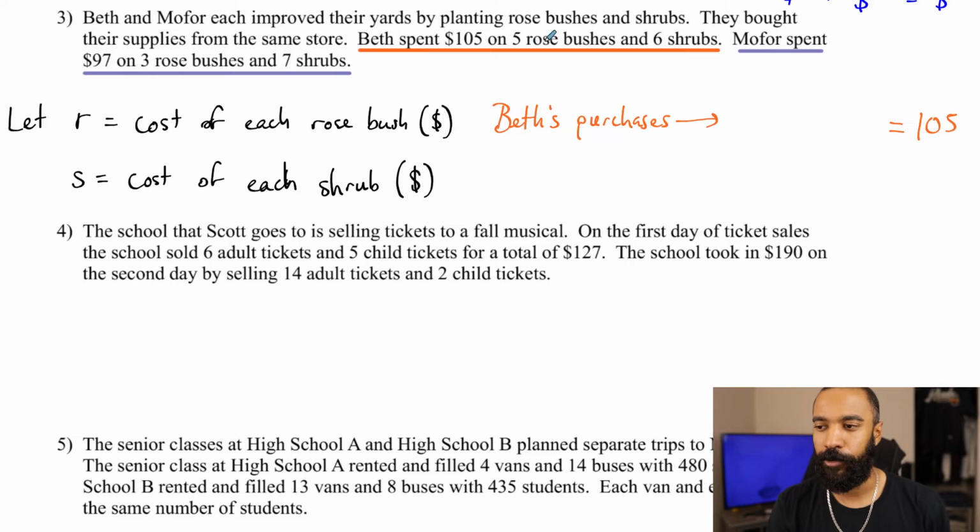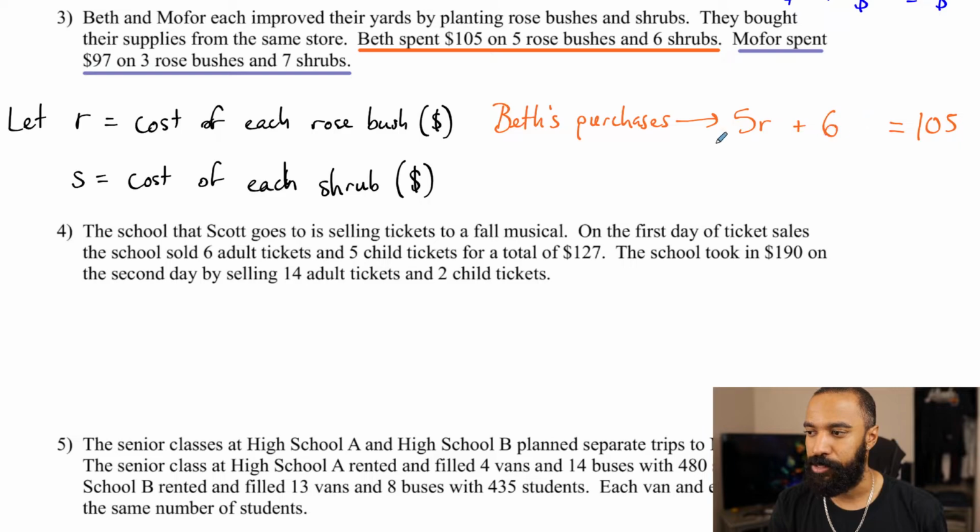How much money did she spend on 5 rose bushes? You take all 5 rose bushes and you multiply by the cost of each rose bush. There are 5 rose bushes total. You multiply that by the cost of each rose bush. That is R. Multiply 5 with R. 5R equals the amount of money she spent on all 5 rose bushes. Combine that with the amount of money she spent on all 6 shrubs. 6 shrubs times the cost of each shrub gives you the total amount of money she spent on all of those shrubs. That's your equation.